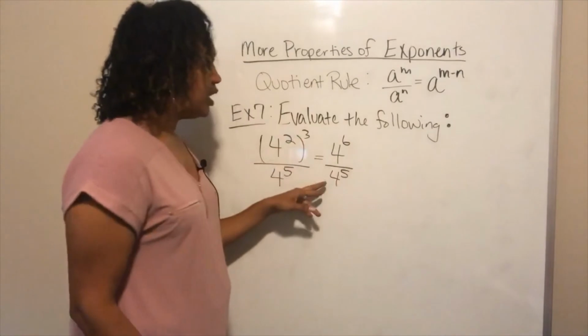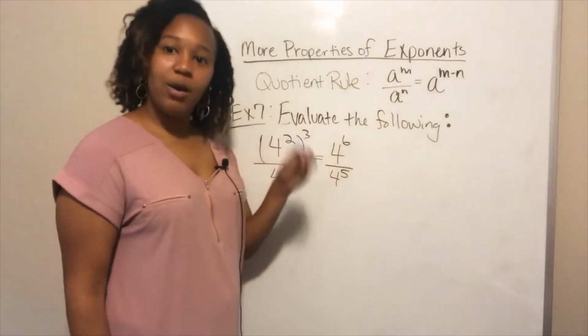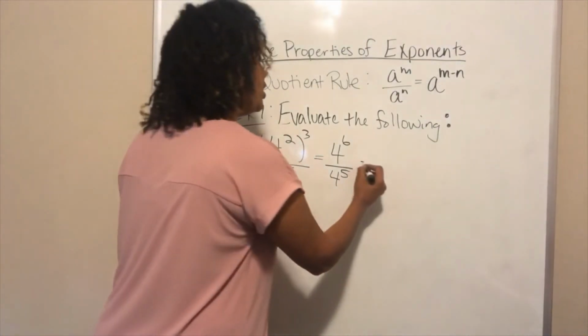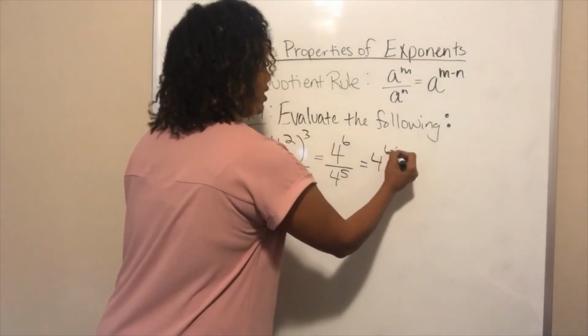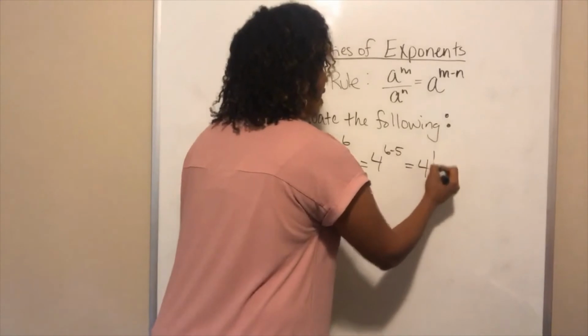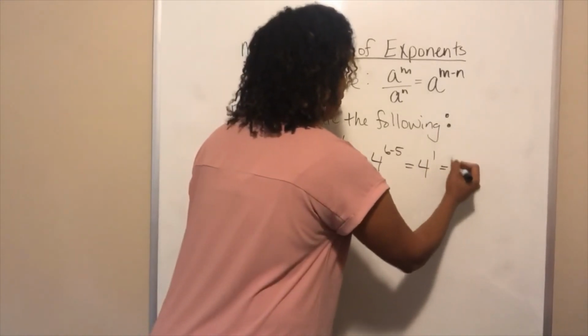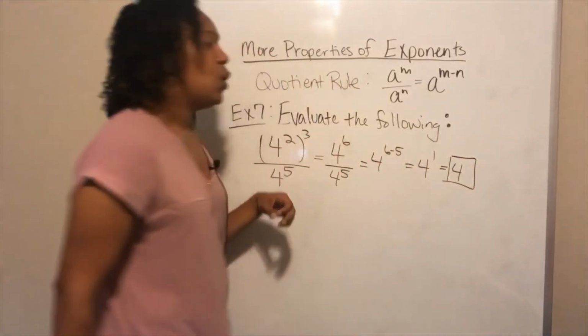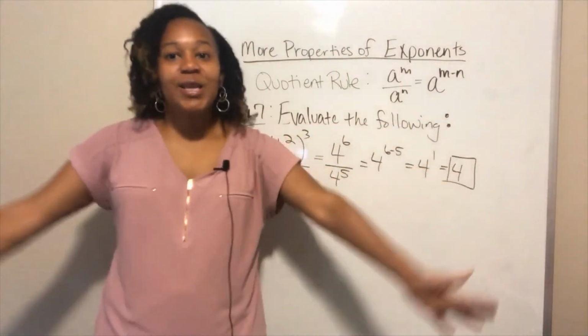So now we have two things being divided that have the same base. So now we can actually use the quotient rule. So we would combine those by subtracting the exponents. 6 minus 5 is 1. So that will become 4 to the first power, which is 4. So your final answer here would be 4. And so that is how you use the quotient rule.